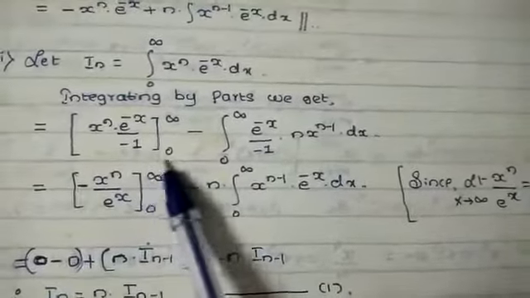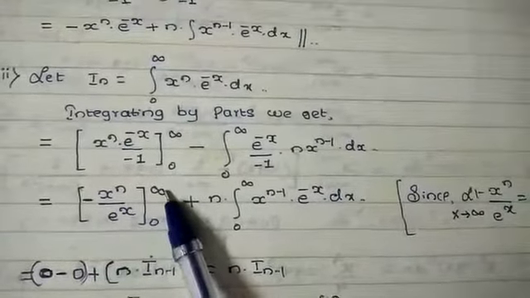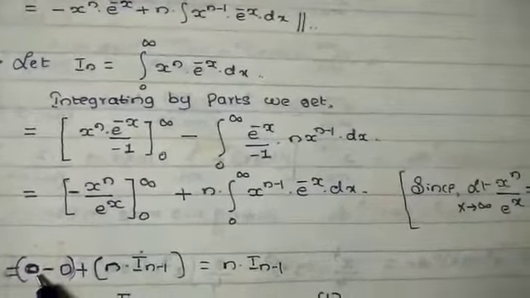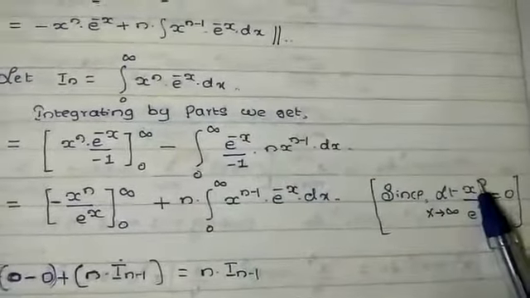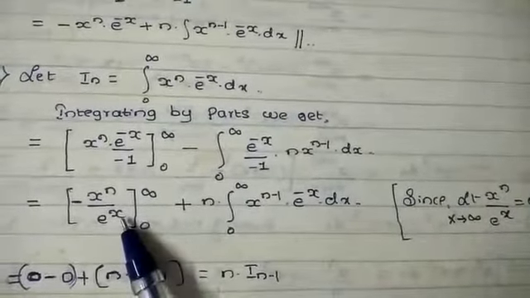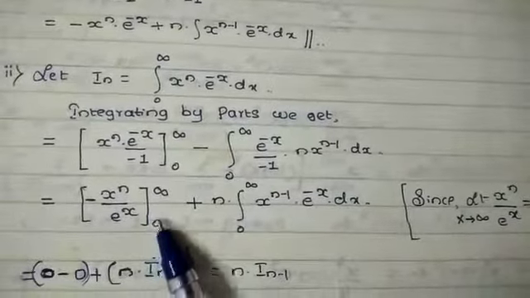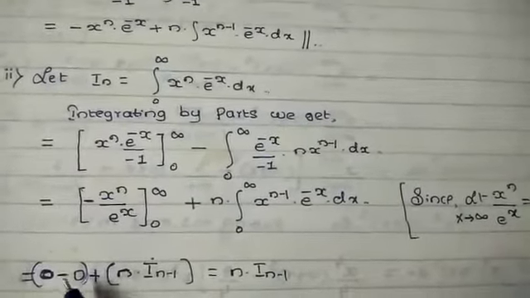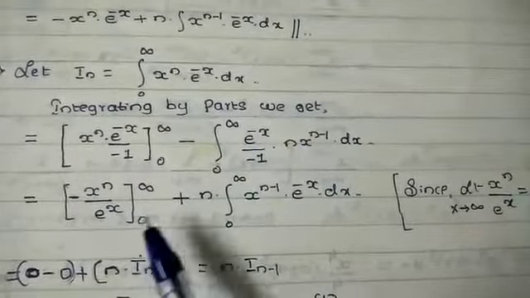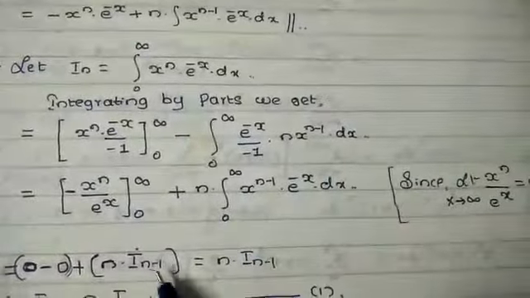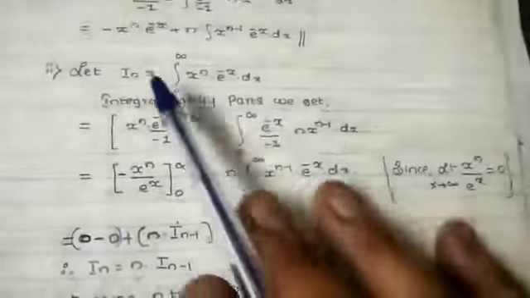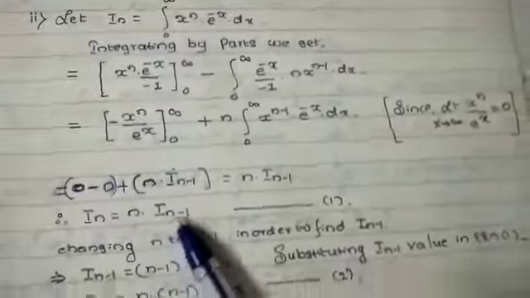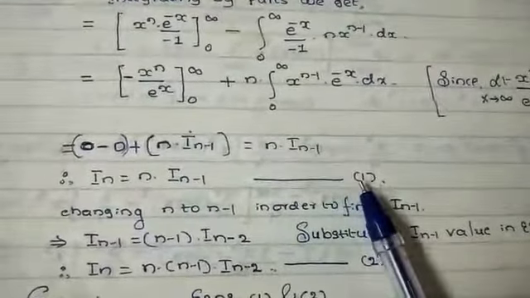Therefore, on applying the limit to this term, the upper limit gives 0, as per the formula related to limits and continuity, and the lower limit is 0, so 0 divided by anything is 0. So 0 minus 0. For this we get n into I_(n-1). Therefore I_n equals n into I_(n-1), call it equation number 1.